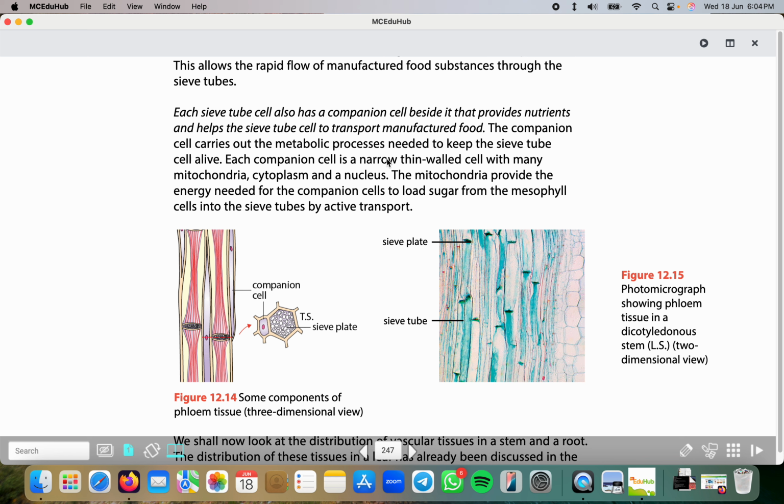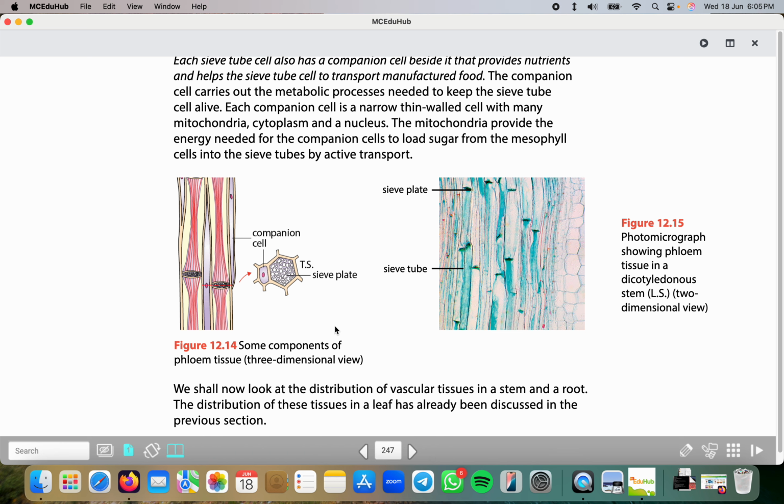Each companion cell is a thin, narrow, thin-walled cell with many mitochondria. Not shown in the picture, but it has a lot more mitochondria than a typical cell because it needs to release a lot of energy in order for the companion cell to load the sugar from the mesophyll cells into the sieve tube by active transport. Every time the sugars are moving, they need to be loaded through the sieve plates into the sieve tube cells. This requires active transport, and active transport requires a lot of energy that is released through the process of respiration. Okay, so what else can we see?